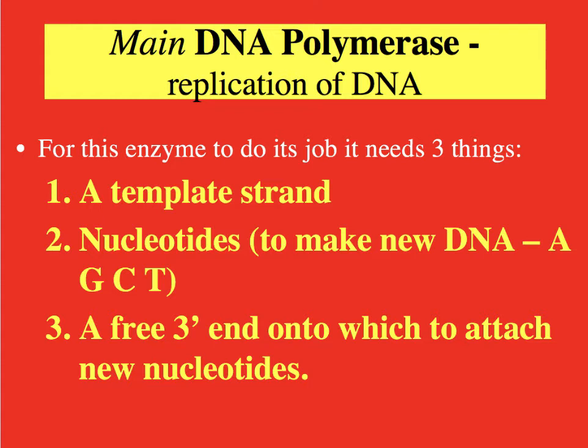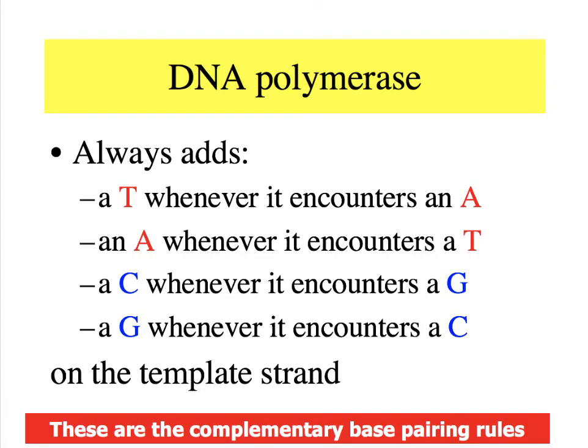And the final requirement is the existence of a 3' free end to which the new incoming nucleotides would be covalently bonded using phosphodiester bonds. This is by far the most confusing component of these requirements, and we shall explain that shortly. One further outcome of the action of DNA polymerase is indicated here. Students are familiar with this. Whenever a T base is encountered on the template strand, the enzyme adds an A opposite the T on the new strand. Whenever an A is encountered on the template strand, it adds a T opposite. Likewise with G and C.